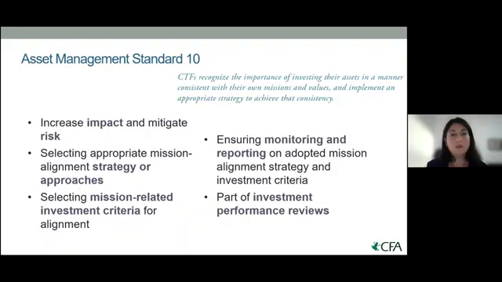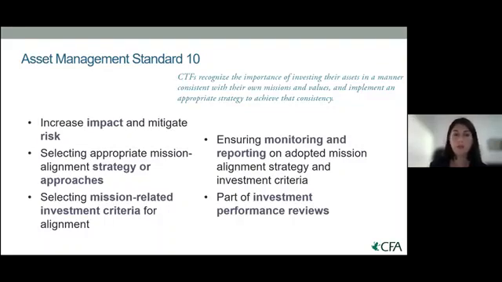The standard talks about how this alignment can increase the impact of CTFs by investing only in what is very close to their values and goals, and how it can mitigate return risks. CTFs are to select the appropriate mission strategy or approaches that they want to implement. I'm gonna mention what they mainly are in a minute. And very important, they need to select what are the investment criteria for alignment. And this selection of investment criteria is something that needs to relate to the mission and goals of the CTF, and not to the particular beliefs or thoughts of the members of the governing bodies or the investment committee.